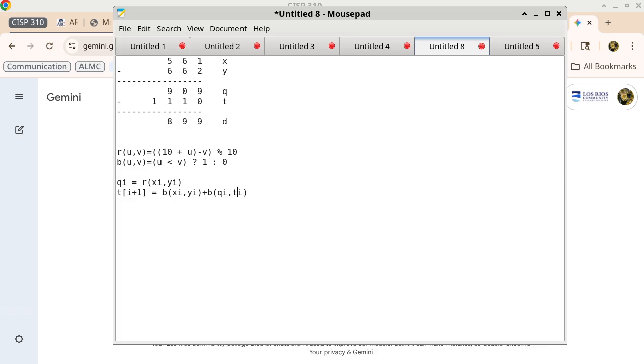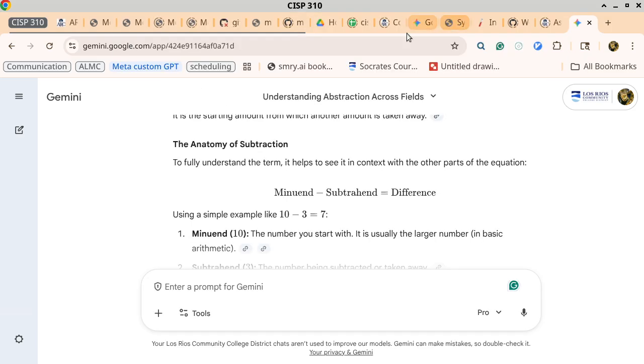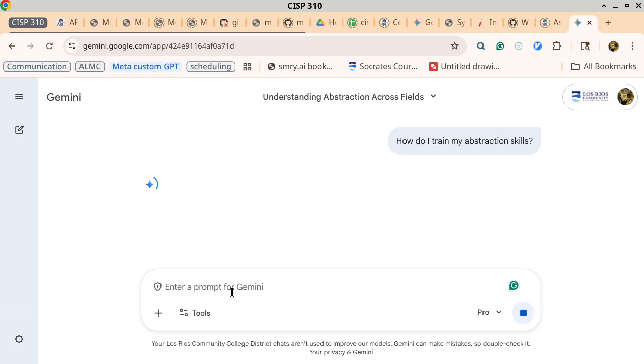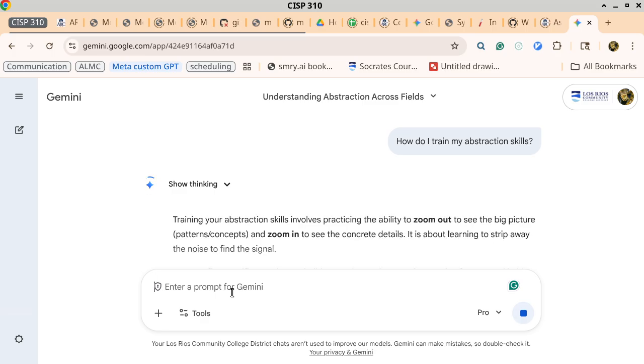So you can actually ask Gemini. I'm not kidding you. You think that I'm kidding. I'm not. So in Gemini, you can now ask, how do I train my abstraction skills? Because it is important. So let's see what it has to say. And if you click on the drop down here, it's actually quite interesting. It is the inner thoughts of the AI. So let's check out the answer here.